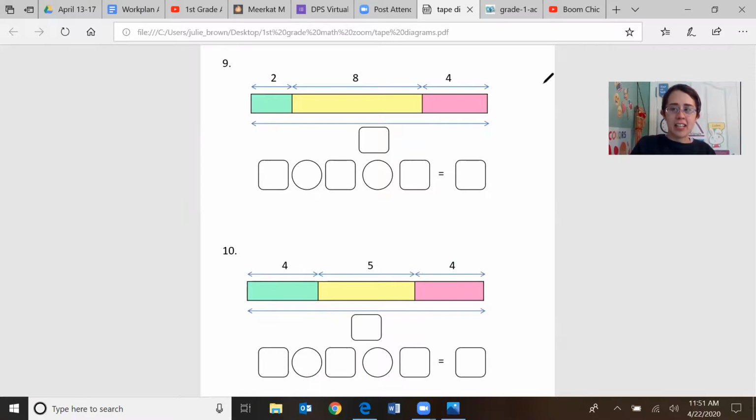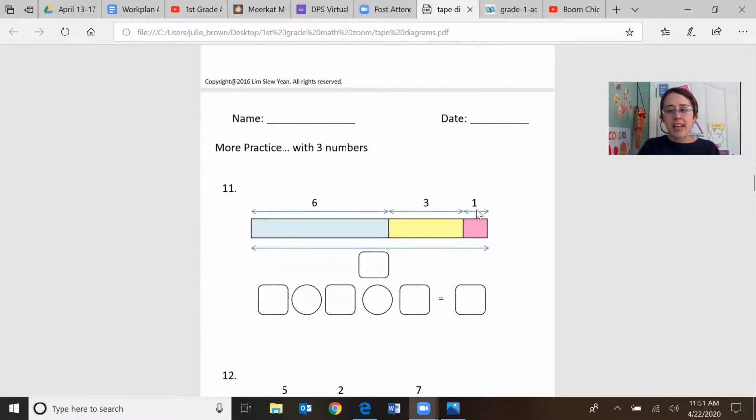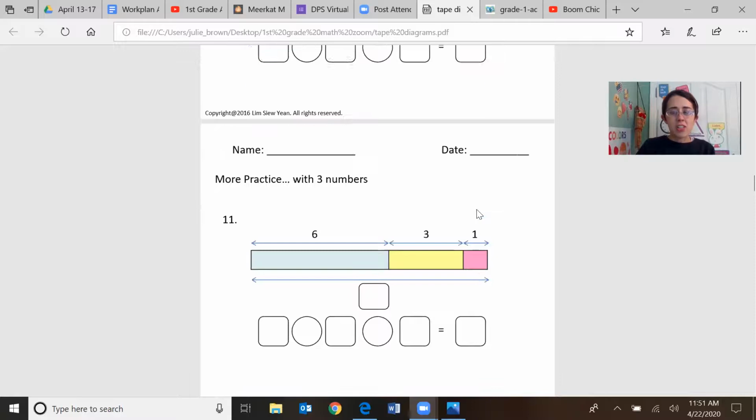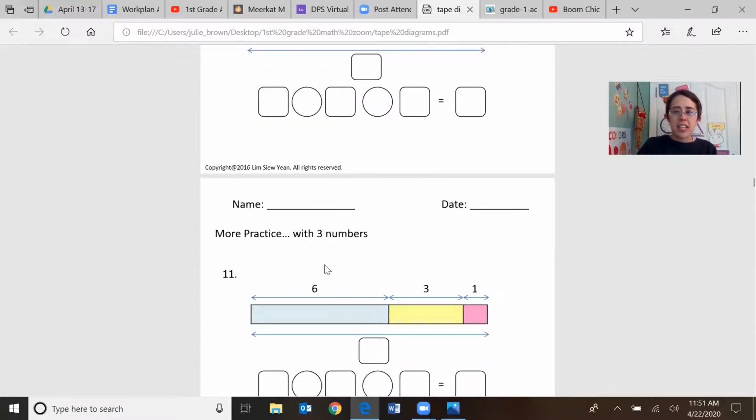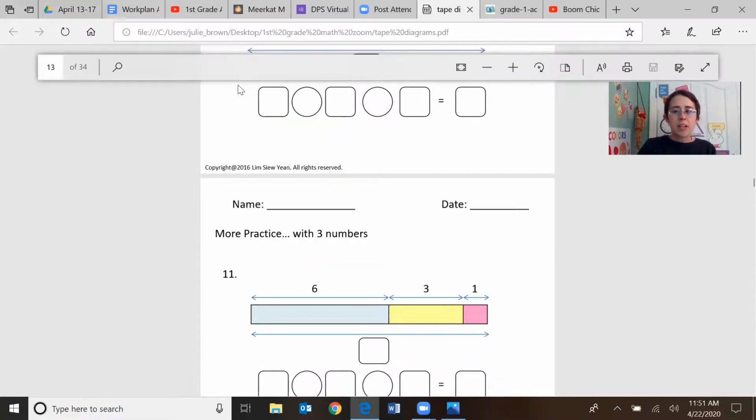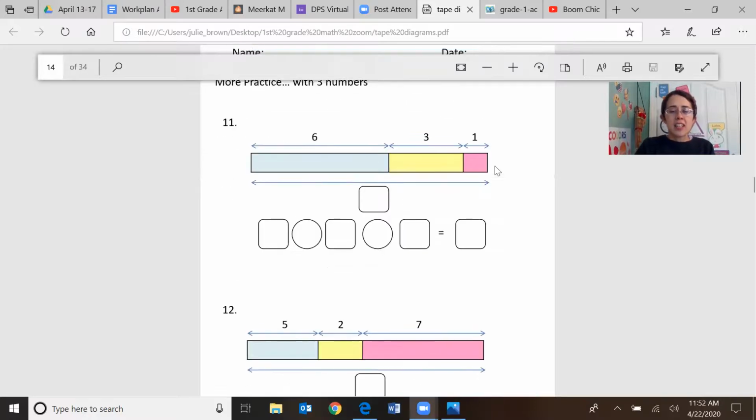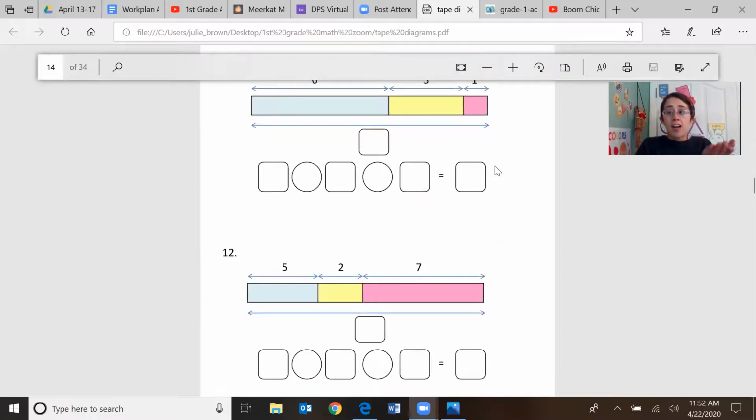All right, so you guys can use tape diagrams to make adding 3 numbers that much easier, especially if you keep track like Ms. Brown did. Okay, I added the 6, I added the 3. I still need to add the last part, which in this case would be 1. So your assignment goes to this page and you're done.